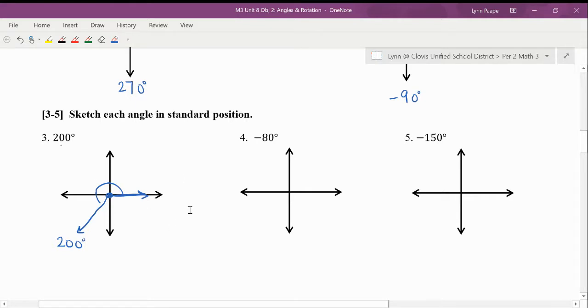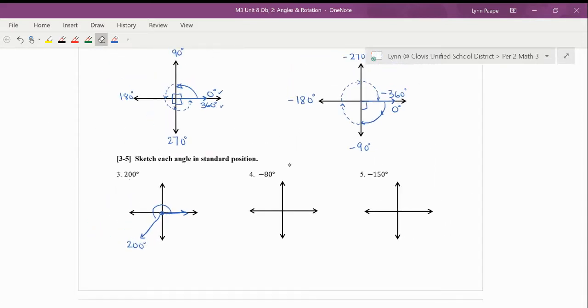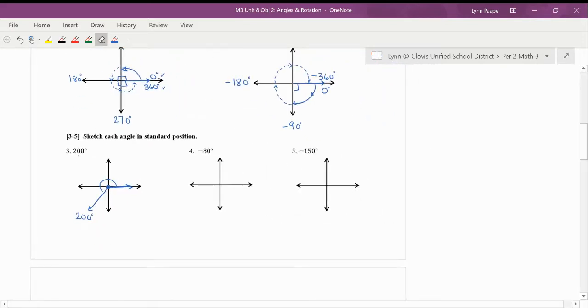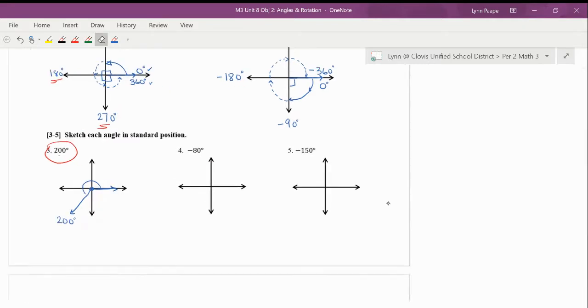So another way to look at that, just to make sure we understand, I'm going to shrink this just a little bit. If I look here, I can see I'm somewhere between 180 and 270 that will give me that 200 degrees. I'm closer to the 180, so I should have been up a little bit higher. Okay. All right, so let's go ahead and take a look at the next one.